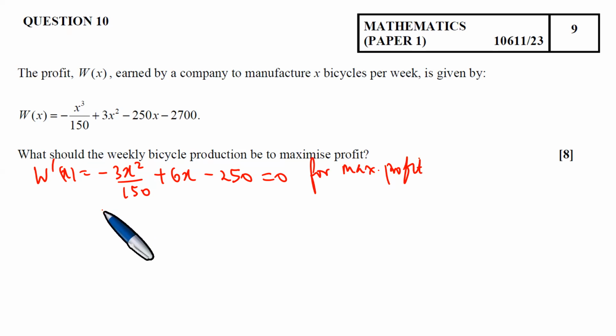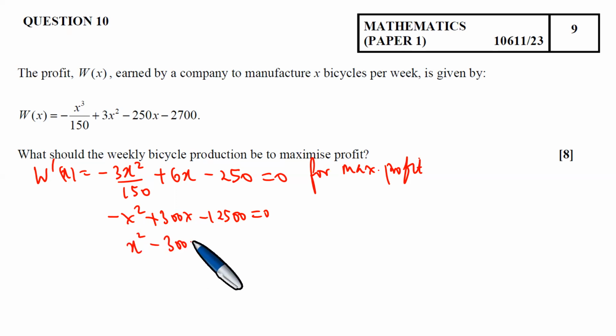Right. So if you simplify these, then it becomes, in other words, you divide through by 3, multiply it through, so it becomes minus x squared plus 300x minus 12,500 equals 0. Okay, x squared minus 300x plus 12,500 equals 0.